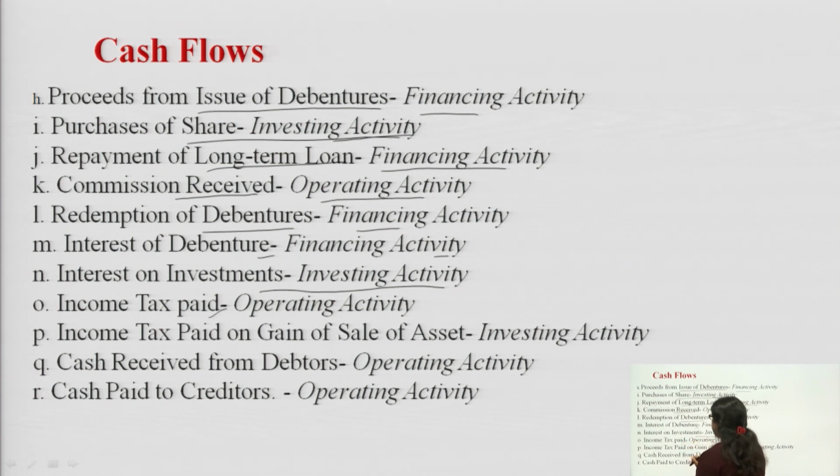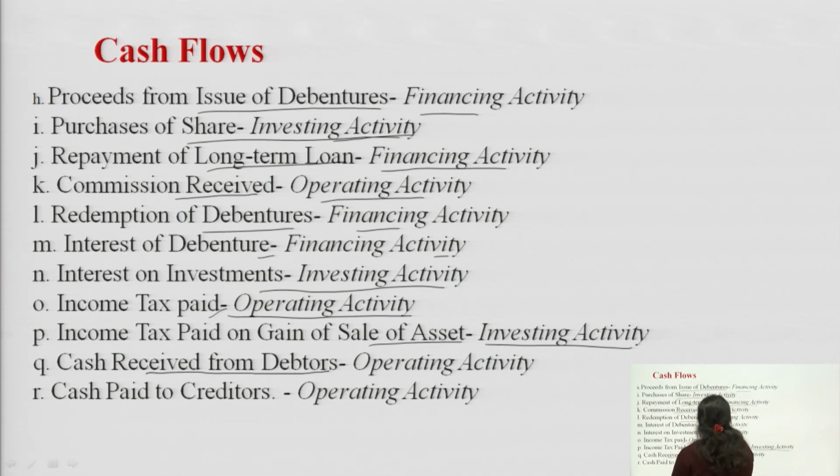If you have paid income tax, it is your operating activity, because the income which you have generated through the manufacturing will be considered in the operating activities. Income tax paid on the gain of sale of asset will be considered as investing activity.